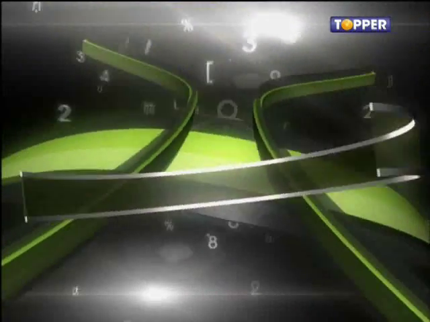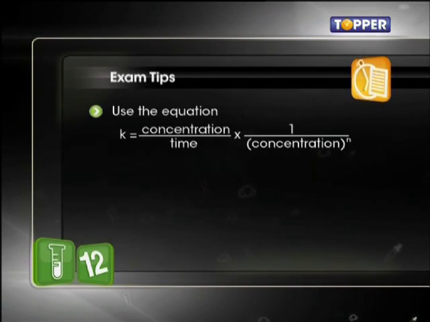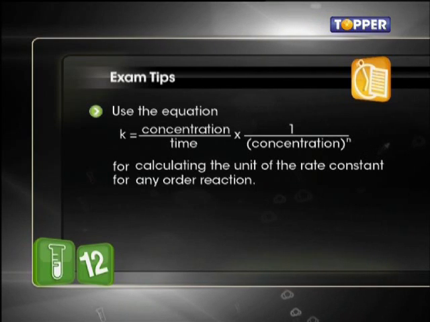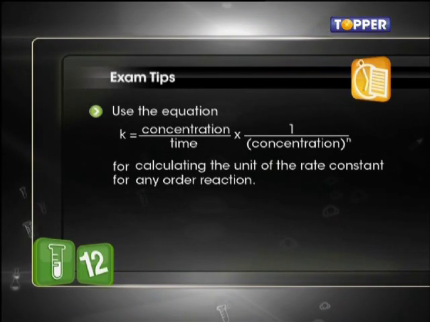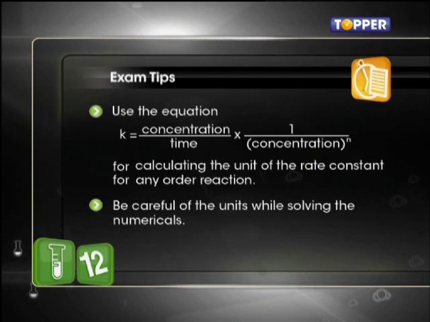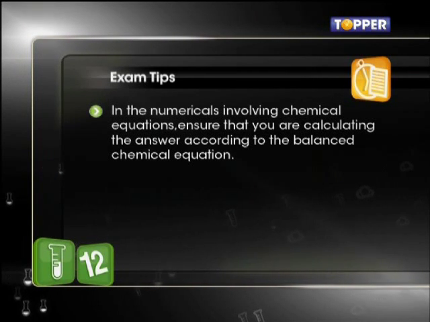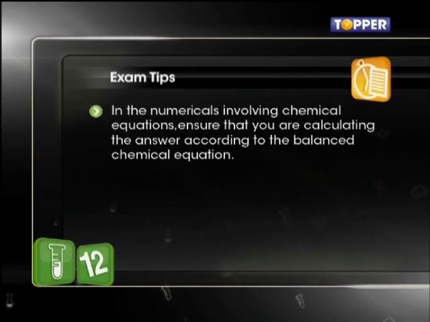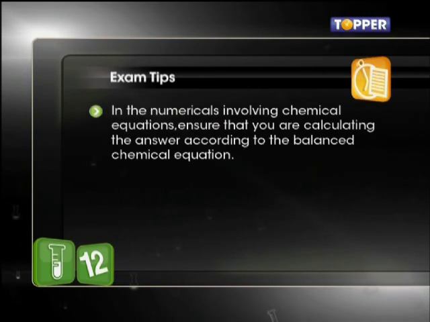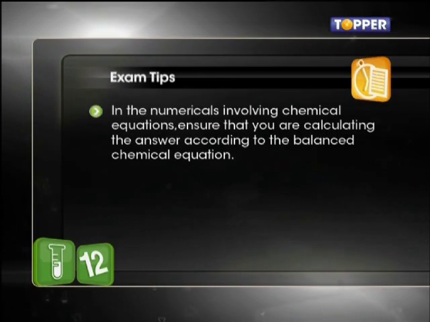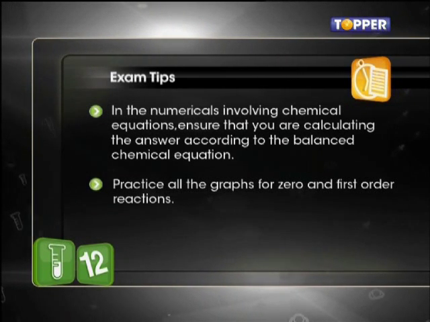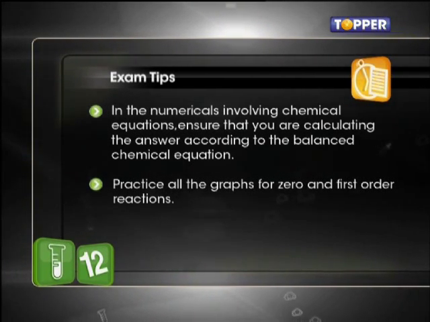Up ahead is a set of exam tips which will help you crack the exams with ease. Use the given equation for calculating the unit of the rate constant for any order reaction. Be careful of the units while solving the numericals. In the numericals involving chemical equations, ensure that you are calculating the answer according to the balanced chemical equation. Practice all the graphs for zero and first order reactions.